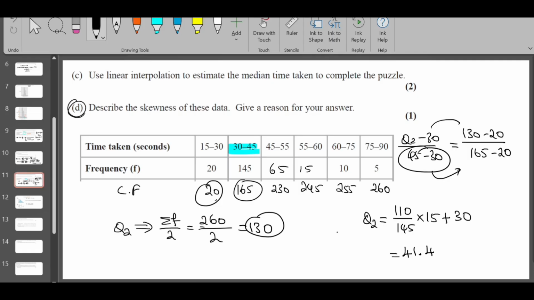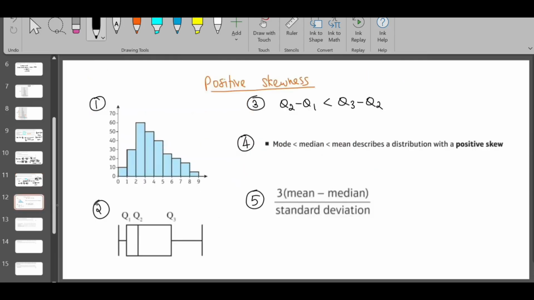Now part D, describe the skewness of the data. So I'm going to show you a figure. You can take note of it. When you see these conditions are satisfied, it's a positive skewness. When the histogram is more skewed towards the origin 0, Q2 is closer to Q1. When it's closer, this distance will be smaller than this distance, right? Or the median is smaller than the mean. If it's smaller, when you subtract them, you'll get a positive number. These are all the conditions for positive skewness.